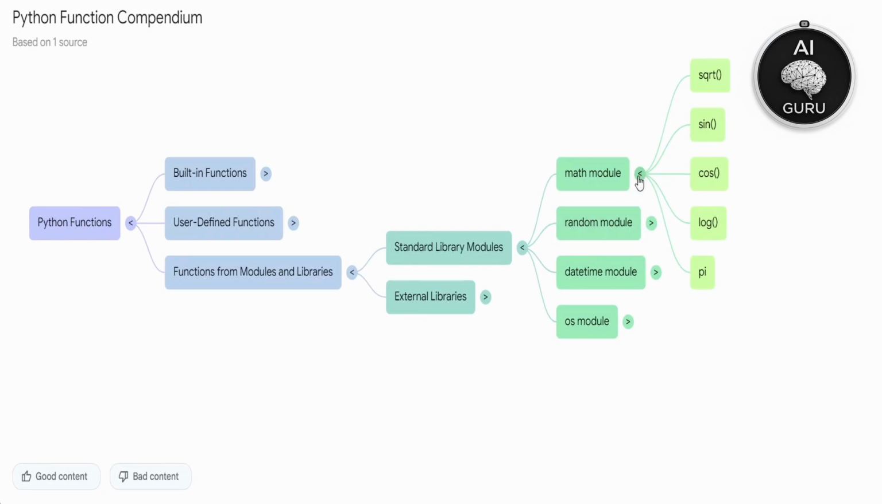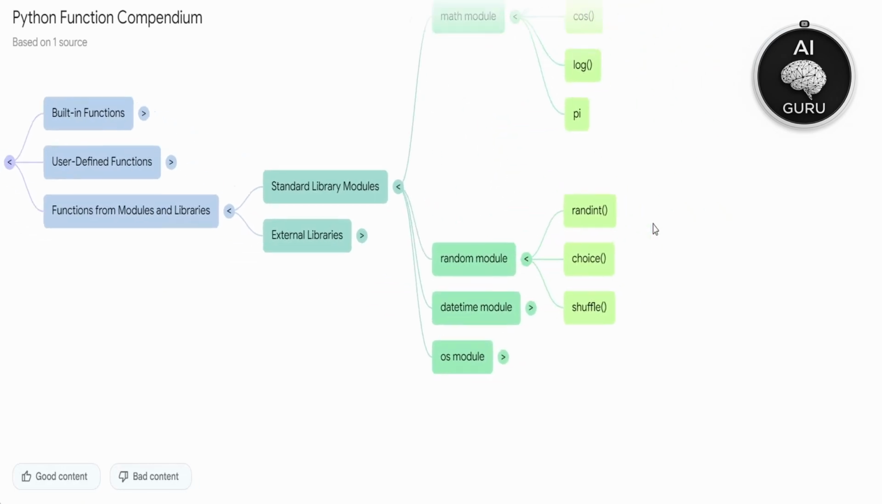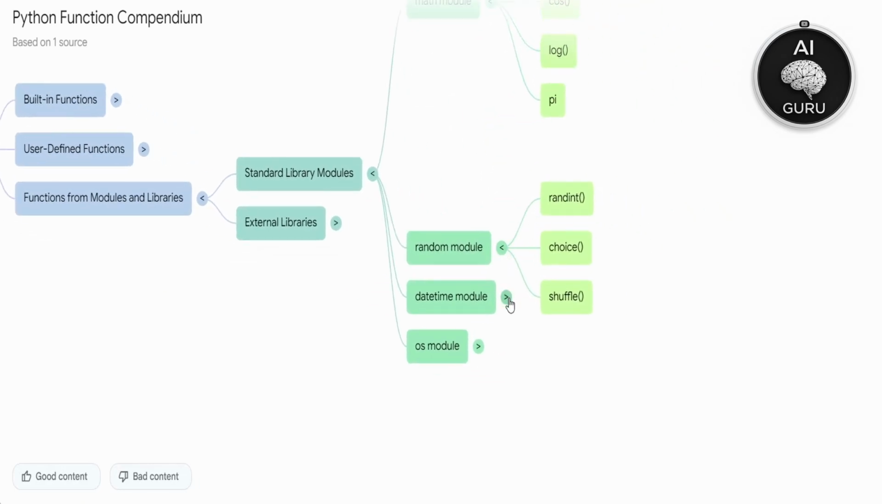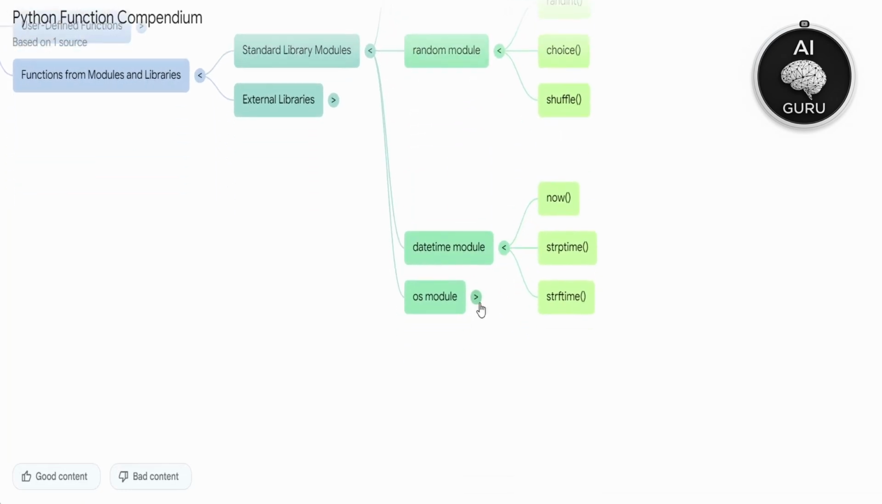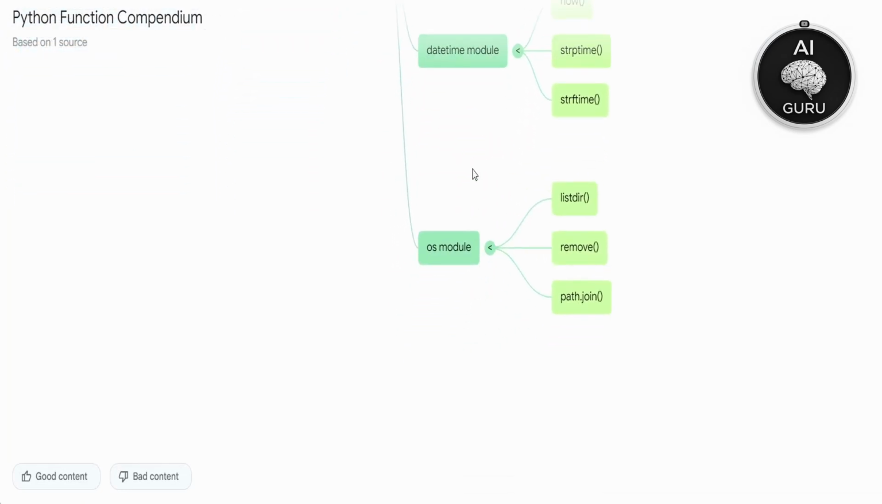So you don't have to reinvent the wheel for, like, complex math or working with dates. Almost never. There's probably a well-tested, optimized function already waiting for you. It's about leveraging the community's work. Okay, give us some examples from the standard library modules.